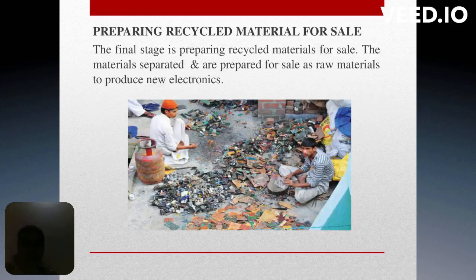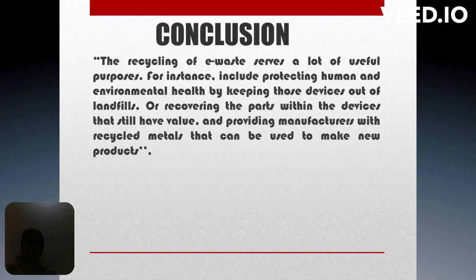And the last step is preparing recycled material for resale, which means using the recycled materials in new electronic devices, and after recycling, selling the materials which are separated. Those materials separated from e-waste can also be sold as raw materials, which can be used in other new electronic products, which reduces e-waste production.